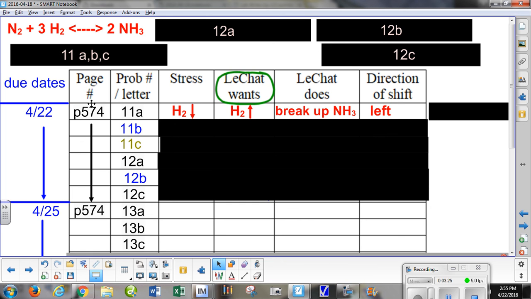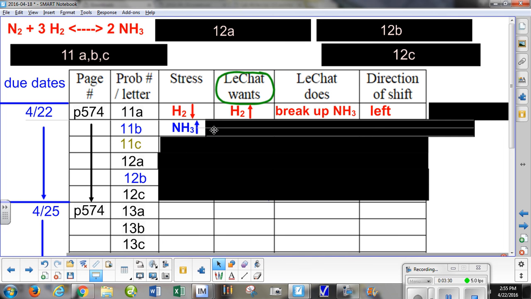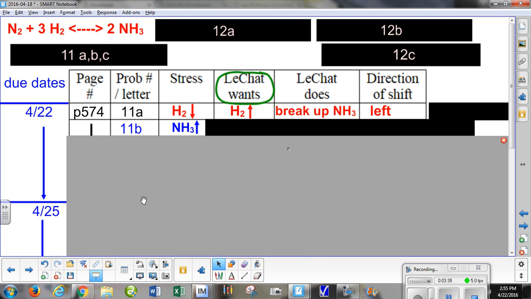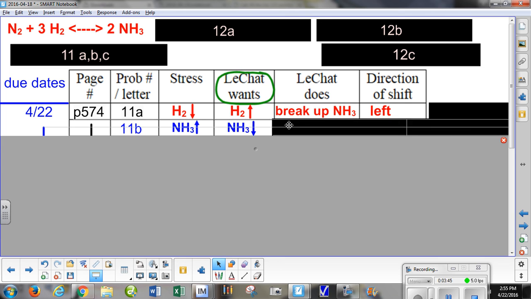All right, next, we see in letter B, adding ammonia to the system. So how would I write that? NH3 up arrow. Okay? And let's get this up so it's a little easier to stay focused. There we go. That's better. Now, LeChat wants down. He always wants the opposite. Okay, so to get rid of ammonia, what do I have to do? No, why would you make more ammonia? That's going to put the concentration of ammonia up. Remember, the concentration is how much is in the water. In this case, how much is in the gas vessel.